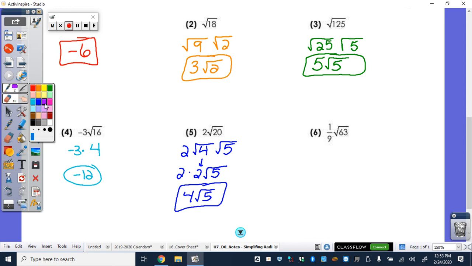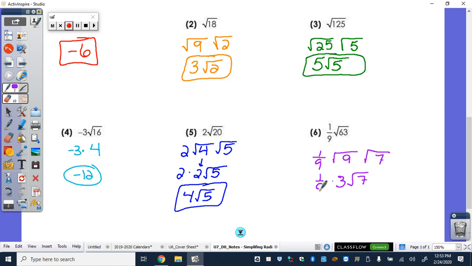Then our last one, 63. Is that a perfect square? No, it's close though. 64 is a perfect square, but not 63. 9 times what? You're right the first time. 7. 9 times 7 gives me my 63. Square root of 9. 3. And again, I got to multiply that 3 times the 1/9. Anything that was out in front gets multiplied by anything that comes out of the radical sign. 1/3. There you go. Same process. You find your perfect square, divide it out, and take the square root of it.